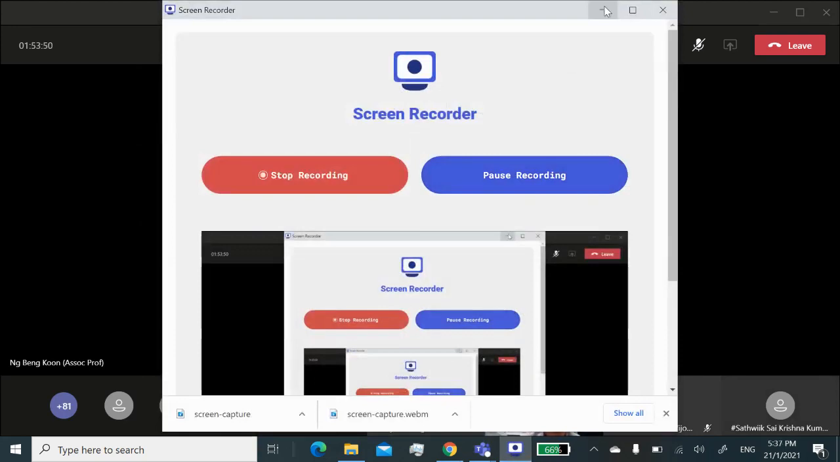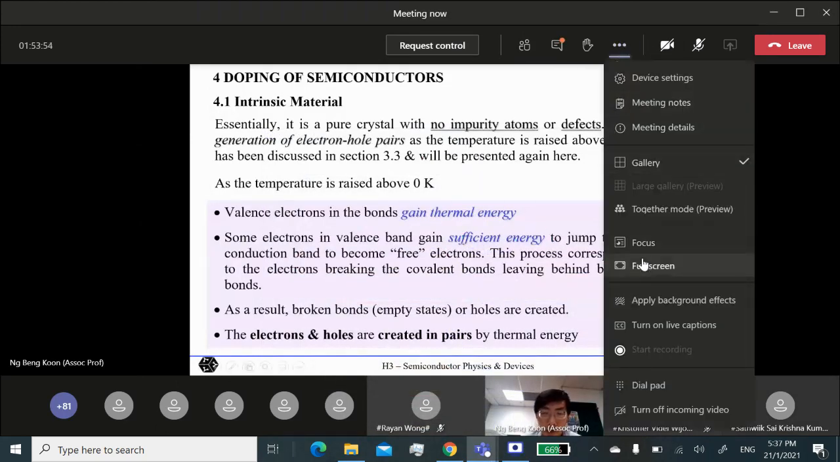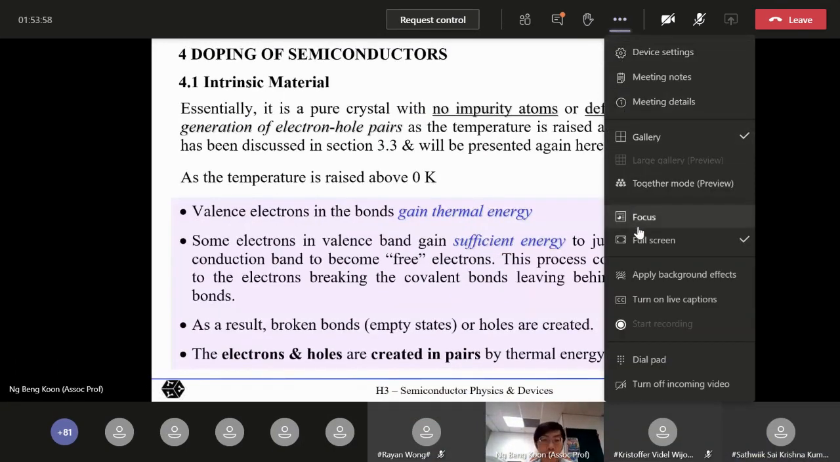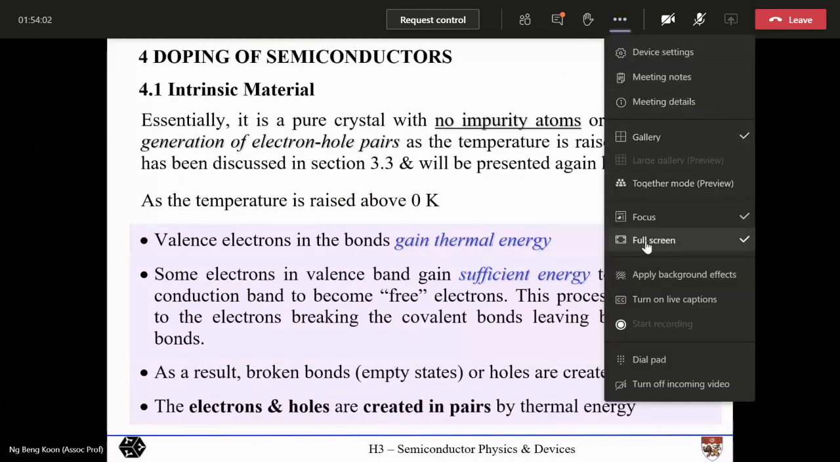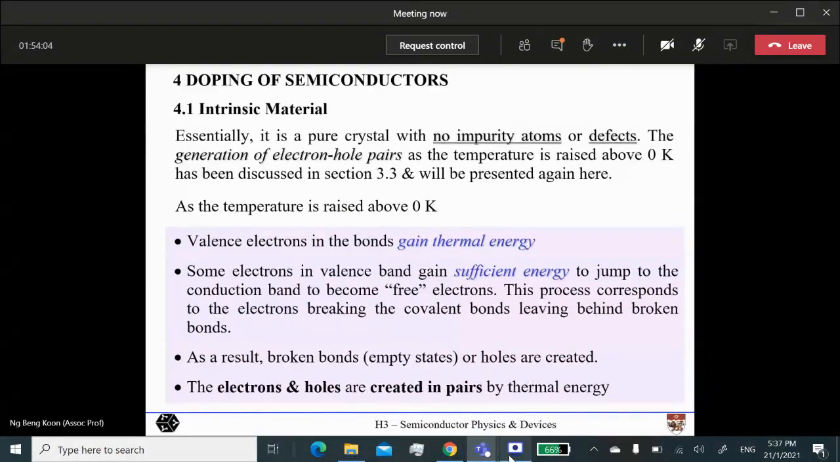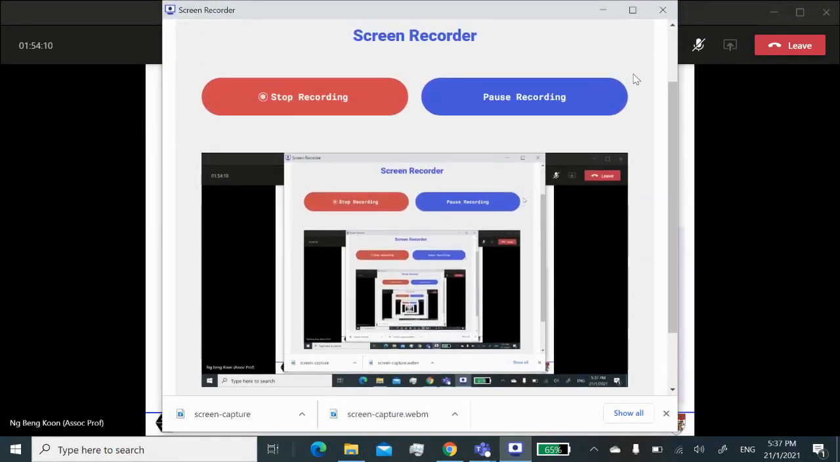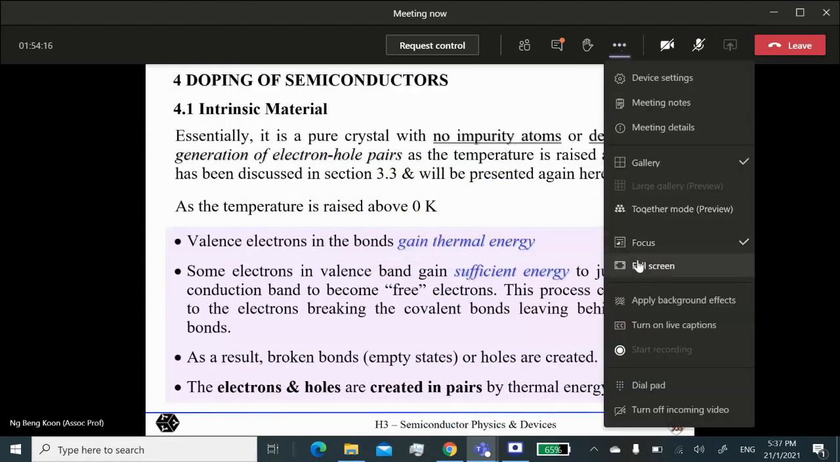Next part, I'm going to briefly talk about doping in semiconductors. As I mentioned before, a semiconductor crystal in its pure form has limited use, because to put it to practical use, you need to be able to vary the number of free carriers in a semiconductor. A pure semiconductor does not have so many free carriers, right?